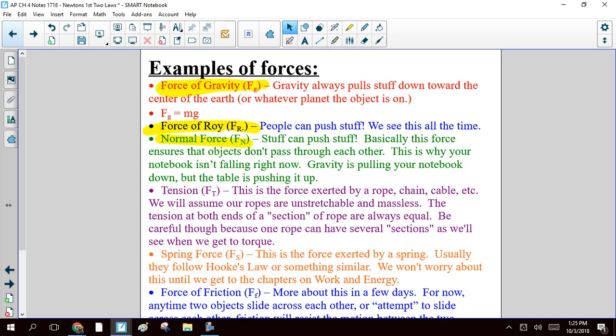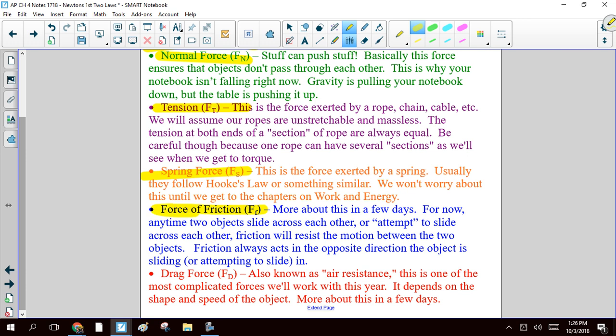Tension is the force exerted by a rope or a chain or whatever. In a lot of ways, it's similar to normal force, because it sort of supports your object. If you've got a spring, the force of a spring is the force exerted by a spring. And then friction. Anytime two objects rub or try to rub against each other, friction will oppose the attempted motion. At the beginning here, all our friction stuff is going to be real simple. Video 4.3 or 4.4 or something is about the two types of friction. We'll review that. And then finally, drag force is the force of air resistance.